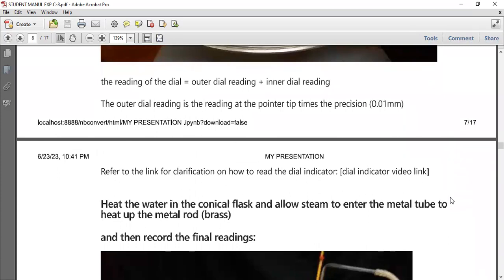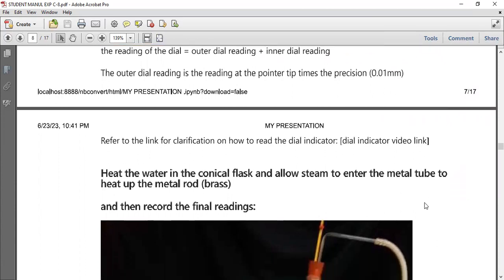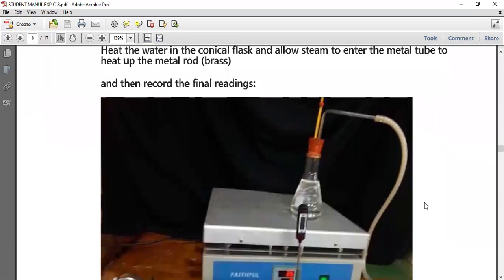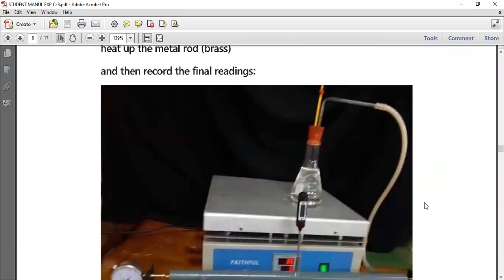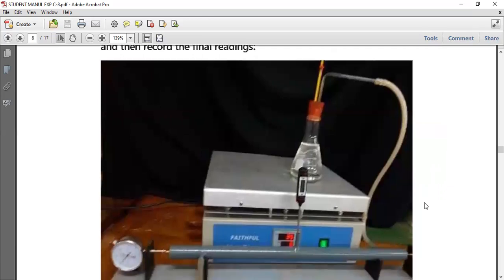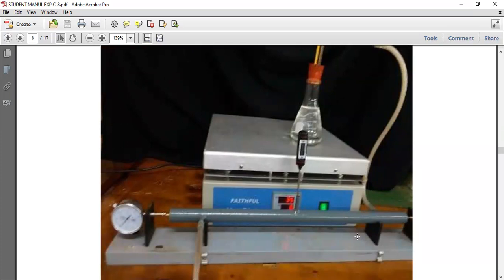So we are going to heat water to generate steam and allow the steam to heat up the metal rod, and then we'll determine the amount of expansion using the dial gauge. The setup for heating should be set like this. Here we have the heater, dial gauge, water in the conical flask, and of course the inlet pipe. So you heat it.